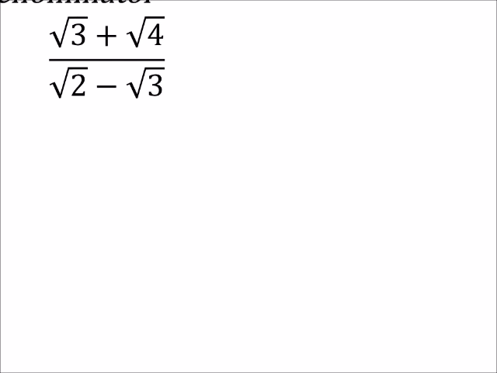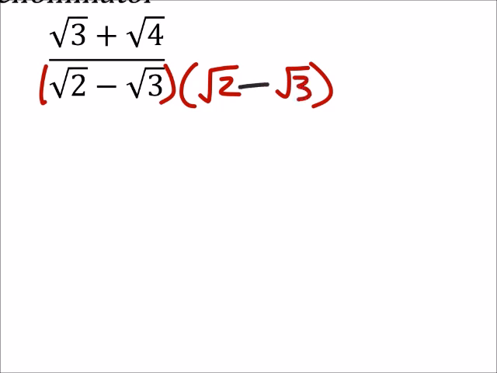So on this one, once again, it did tell us to rationalize the denominator, so we need to multiply the denominator by its conjugate. And right now we've got the square root of 2 minus the square root of 3. So we need to multiply it. We're going to use, again, the same values, the square root of 2 and the square root of 3. But instead of minus, we're going to add these two together. That's the conjugate.